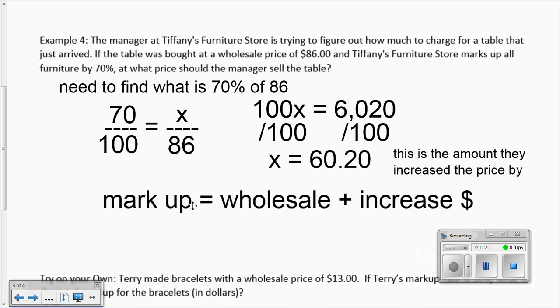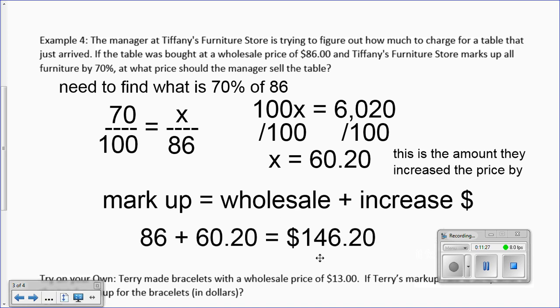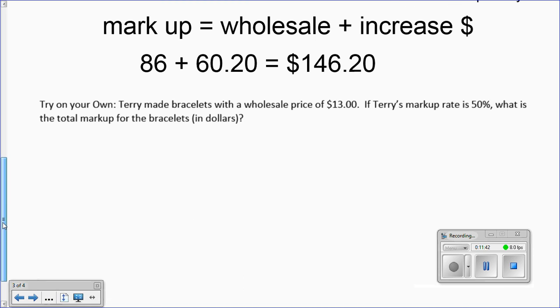So to get the markup price, we take the wholesale plus the increase that we just found, add it together. They're going to sell the table for $146.20. So this increase that you got, the percentage that it was marked up, that's how much they're putting in their pocket. That's the profit they made. Okay? So the last one you're going to go ahead and try on your own.